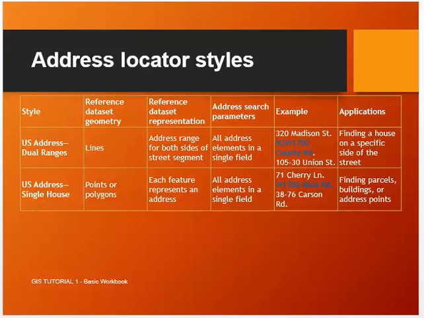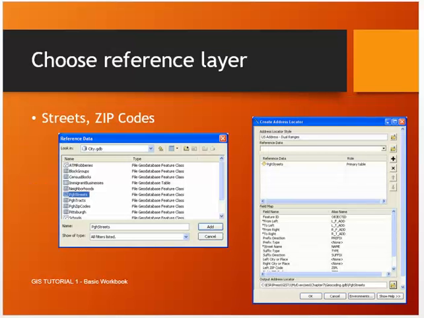The single house version is actually matching the address to a point, and so this is where, if you need parcel level accuracy, this is where you would go. So when you're building your address locator, the first thing you choose is your reference layer, or the street layer that you're going to be geocoding to.